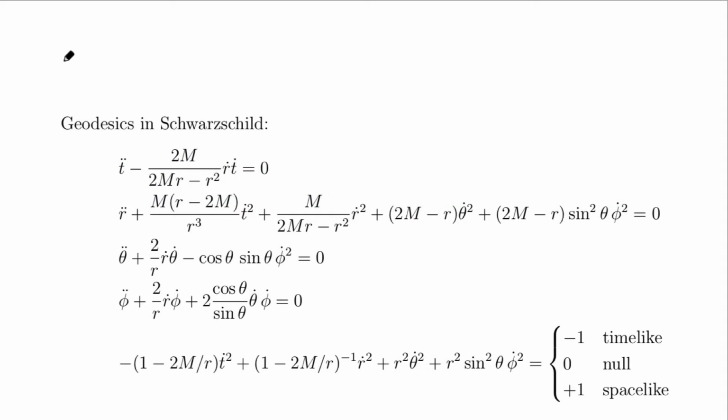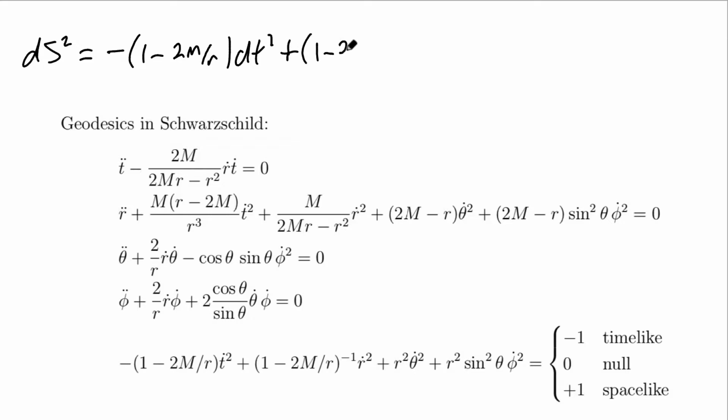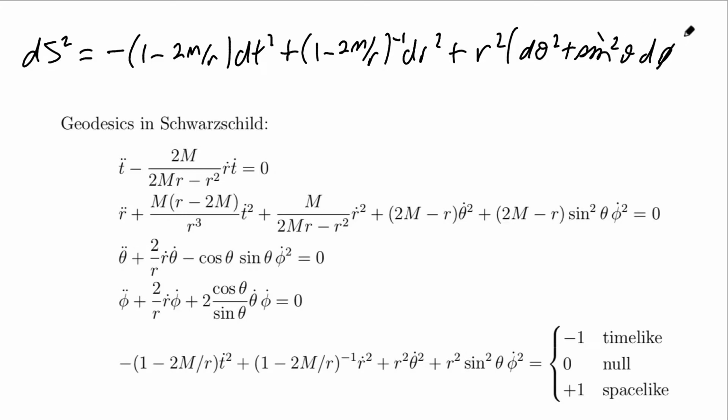The goal of this lecture is to examine orbital motion in Schwarzschild spacetime, so the metric is ds squared equals minus (1 minus 2m over r) dt squared plus (1 minus 2m over r) inverse dr squared plus r squared times (d theta squared plus sine squared theta d phi squared). And the context is our own solar system, so the m that appears here is the mass of the Sun.